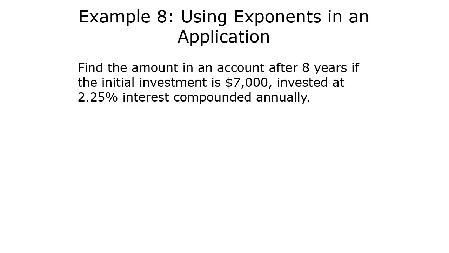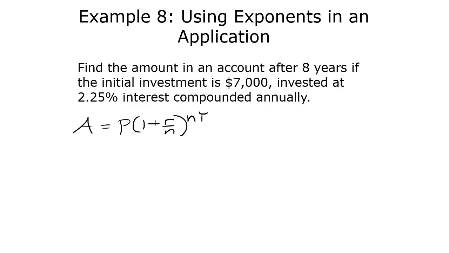And then finally, applications of these things. If we want to find the amount in the account after 8 years, if the initial investment is $7,000 invested at 2.2% interest compounded annually, well, you have to know what that formula is, right? So your amount equals principal times 1 plus r over n to the ny.